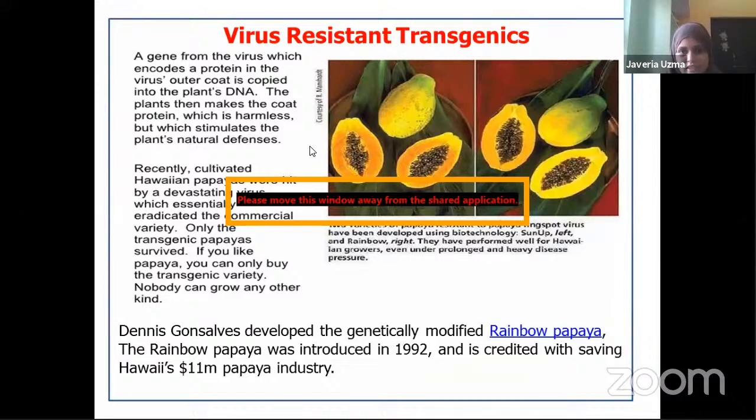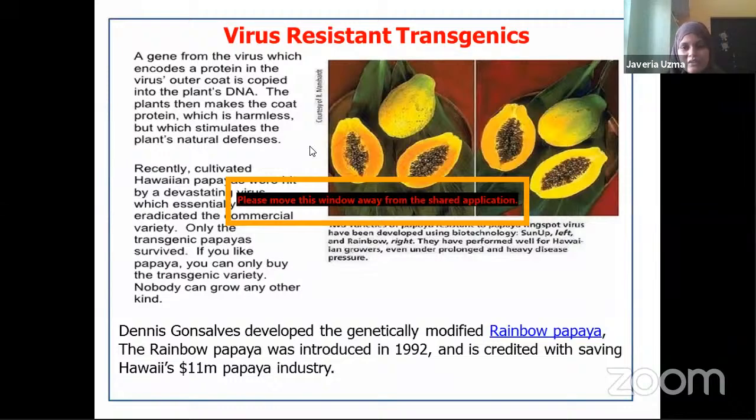So what we are doing here is injecting a viral gene into the genome of the papaya plant. That viral gene has only a harmless thing, that is the protein of the virus. DNA or RNA of the virus is not present, only protein is present. That protein will be thought of as a disease agent by the papaya plant, and it will stimulate its immune response.